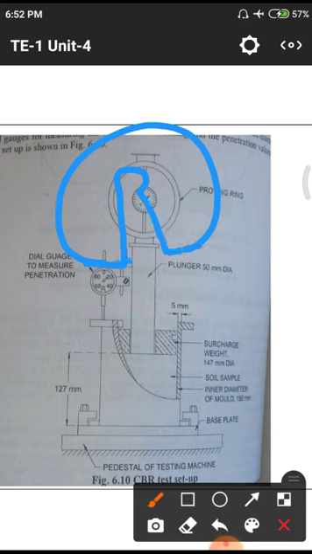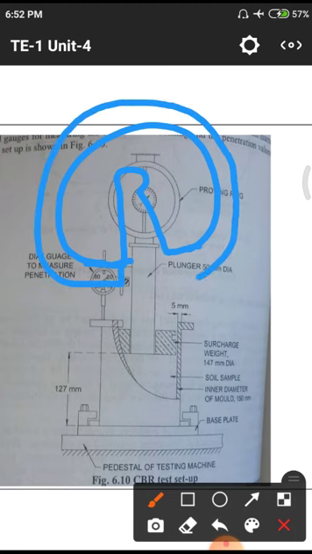We have some rings with some thickness. These plates are normally kept in this portion to create some additional load on the soil strata. Below that we have the soil sample. The inner diameter of the mold is 150 mm, with a base plate. After that the total height is given.